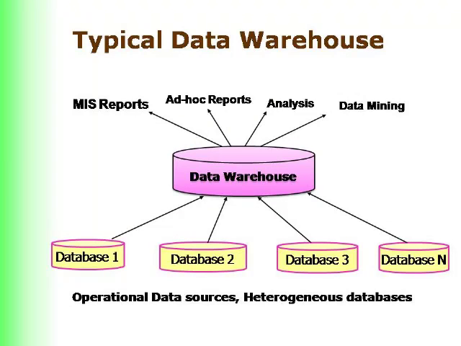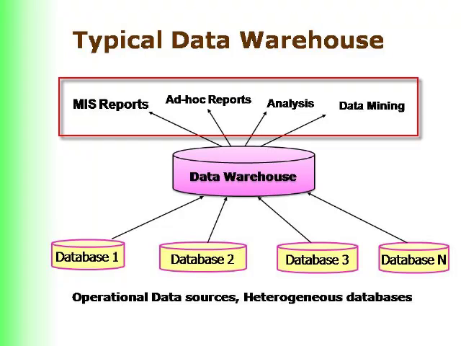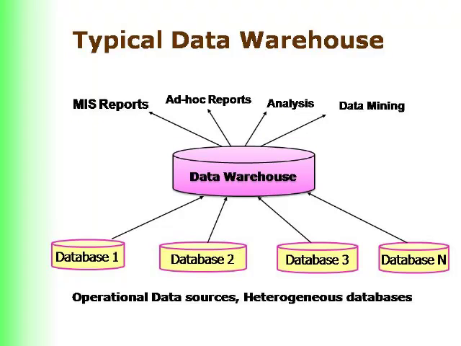Typical data warehouse system. A data warehouse is developed by using different databases. In this diagram, there are three different levels. Top level is known as usage level. They are MIS reports, ad hoc reports, analysis, data mining. In fact, you can as well do deeper analysis using data mining by considering this data warehouse data.